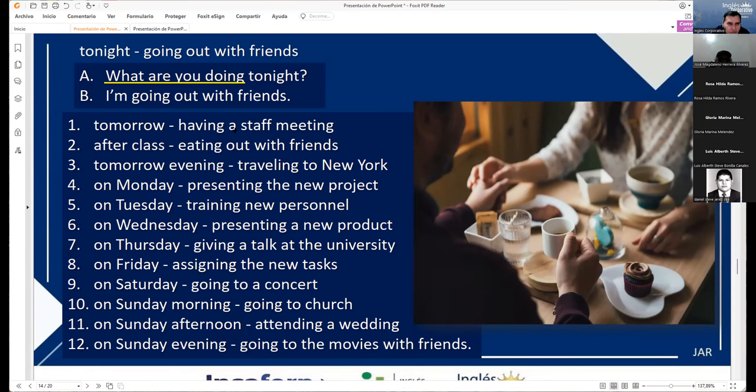What are you doing tonight? What are you doing tomorrow? What are you doing after class? What are you doing tomorrow evening? What are you doing on Monday? What are you doing on Tuesday? What are you doing on Wednesday, etc. So what are you doing? And this time expression. And the answer.